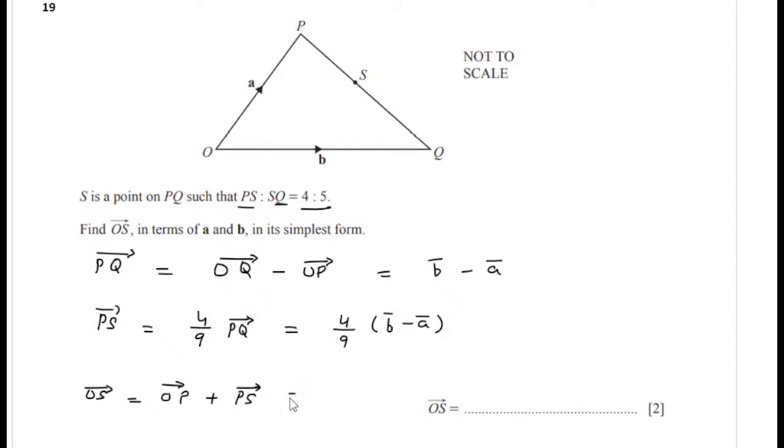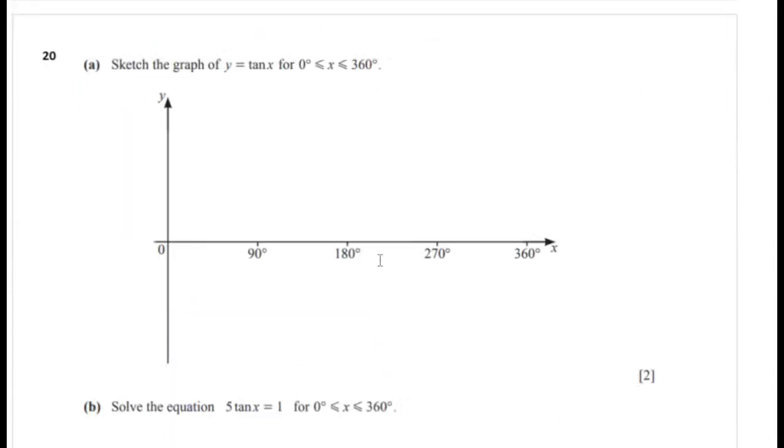Okay, so OP is A, plus 4 divided by 9 times B minus 4 divided by 9 times A. So finally it is 4 divided by 9 times A minus 1, that is 5 divided by 9 times A, plus 4 divided by 9 times B is your OS bar. Okay, right? So a simple question, isn't it?